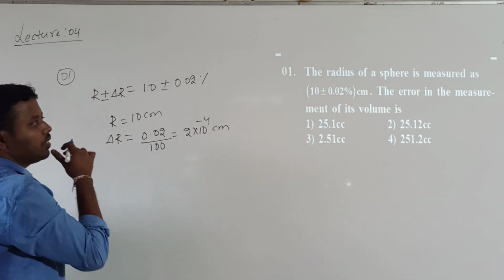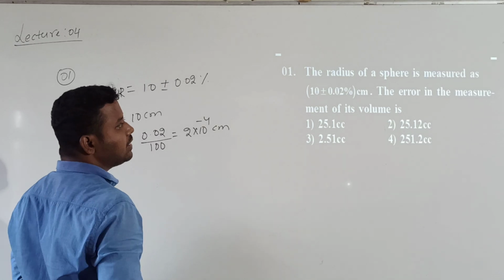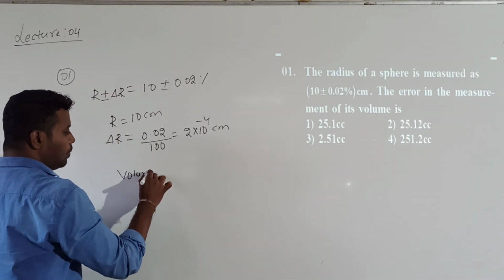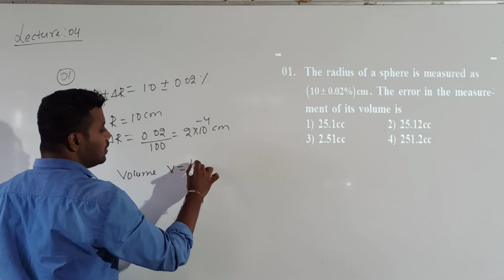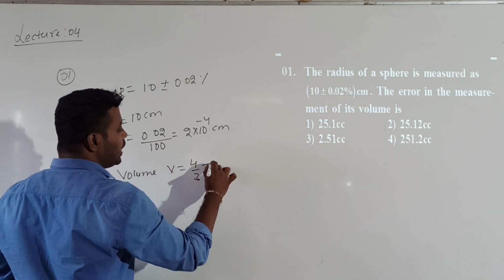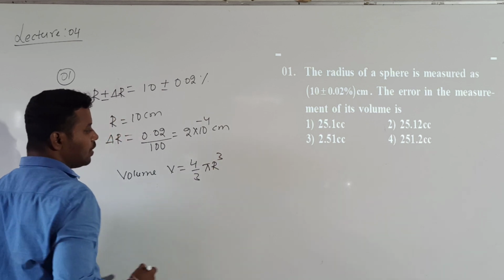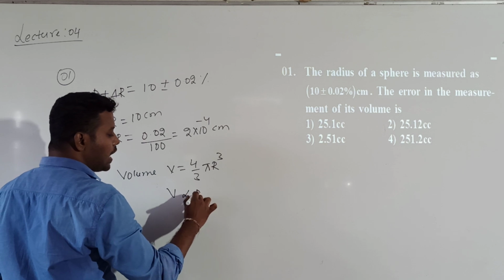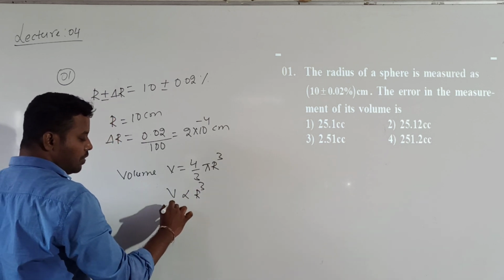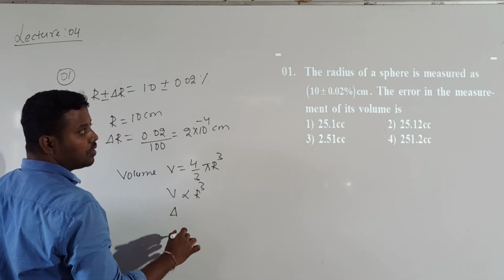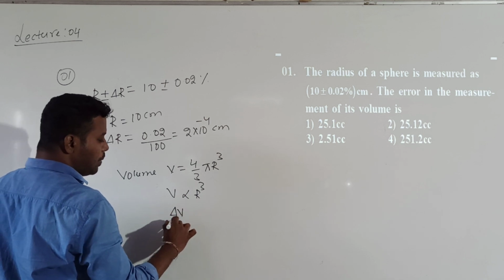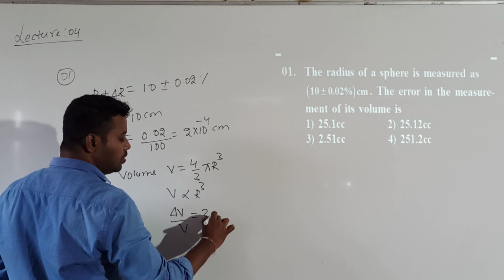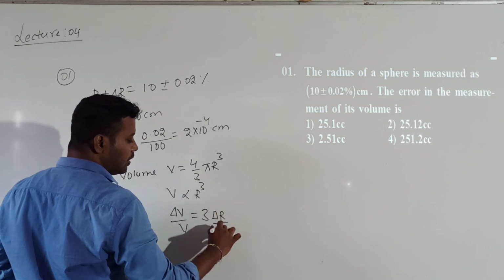This is delta R. Now what we want to calculate is the error in the measurement of volume. So what is the volume formula? Volume V is equal to 4 by 3 into pi into R cube. So directly I can write V is directly proportional to R cube. So what will I get? Delta V by V is equal to 3 into delta R divided by R.